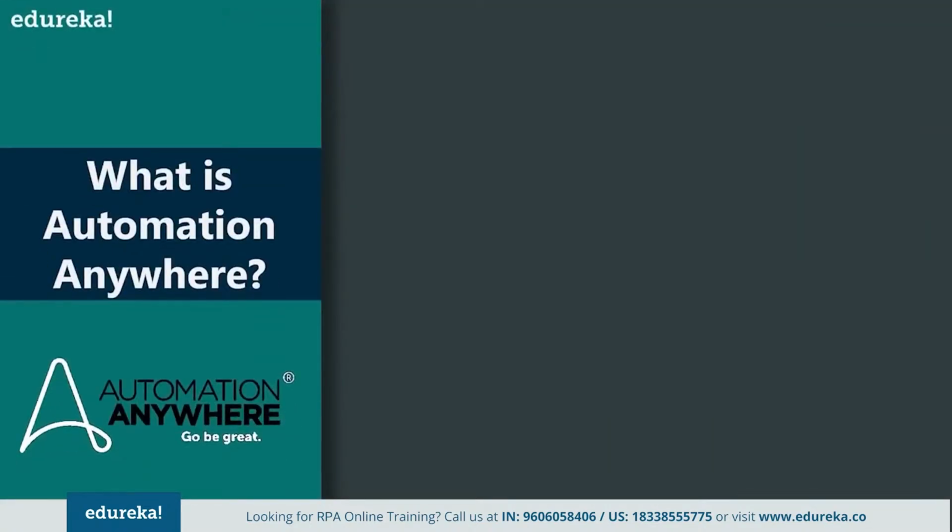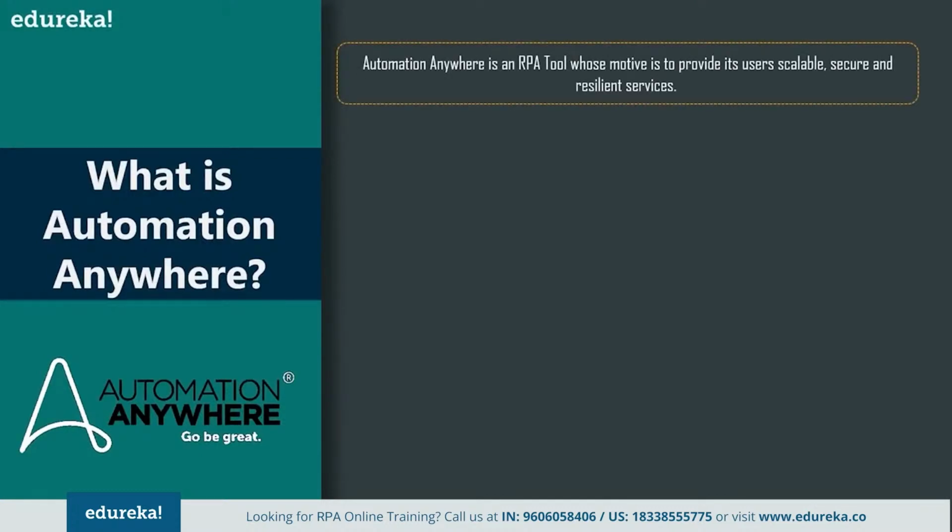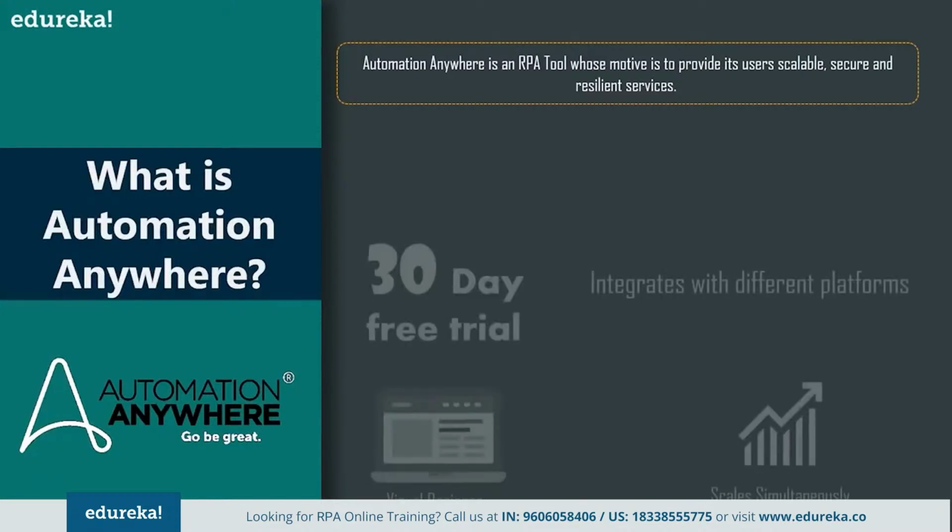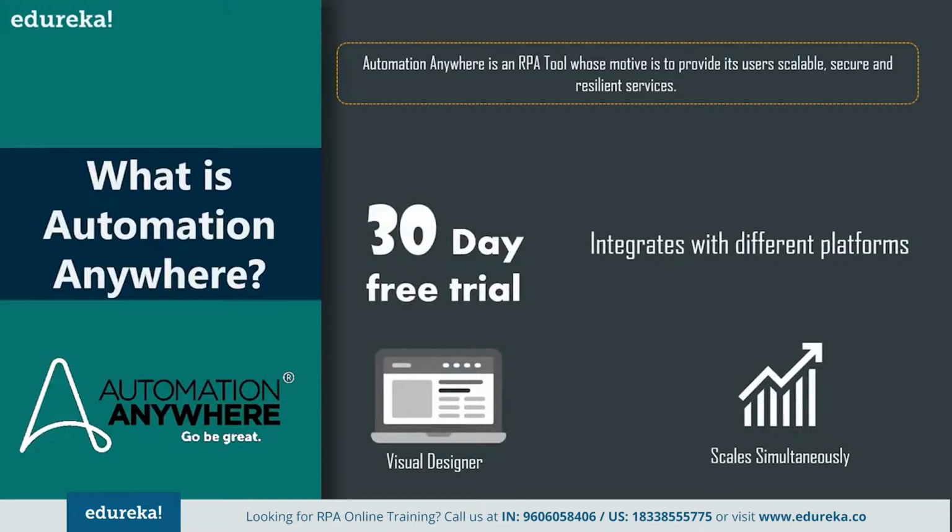So with that note, let's know what exactly Automation Anywhere is. Automation Anywhere is an RPA tool whose motive is to provide its users with scalable, secure, and resilient services. This tool offers a 30-day free trial to let you explore the tool first and automate tasks, and then provides you with an enterprise service. Automation Anywhere also offers better performance as it has the ability to integrate with different platforms and also scale simultaneously. This tool is meant to be used at the enterprise level and is mainly designed for solving complexity issues, right? So to summarize, it's an RPA tool which provides users with scalable, secure, and resilient services.